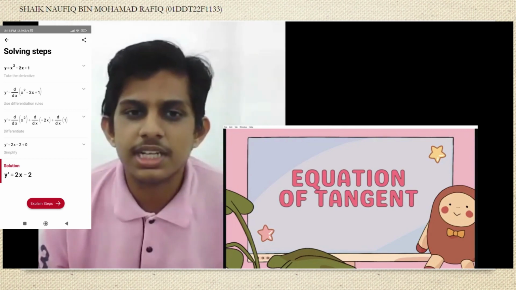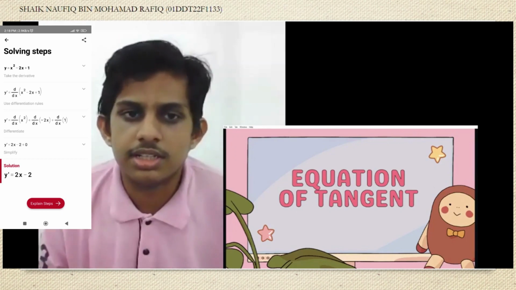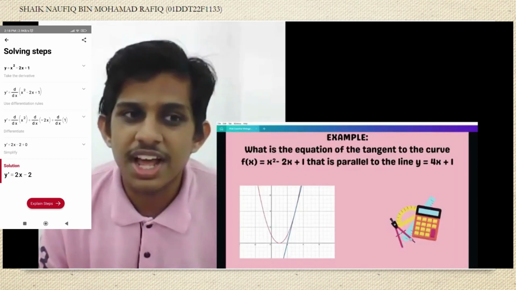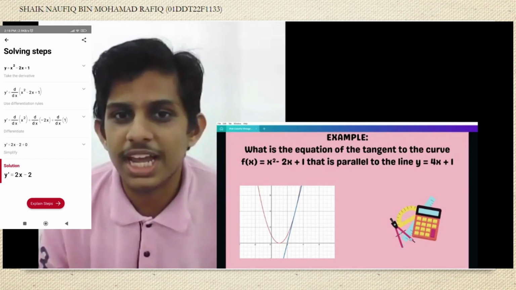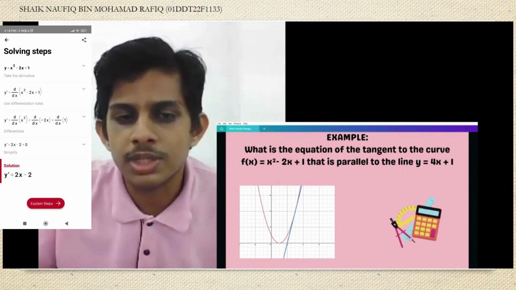Today I will present one of the examples of the equation of tangent. Now we move on to the question. The question is, what is the equation of the tangent to the curve f(x) equals x squared minus 2x plus 1 that is parallel to the line y equals 4x plus 1? Now we move on to the solution.